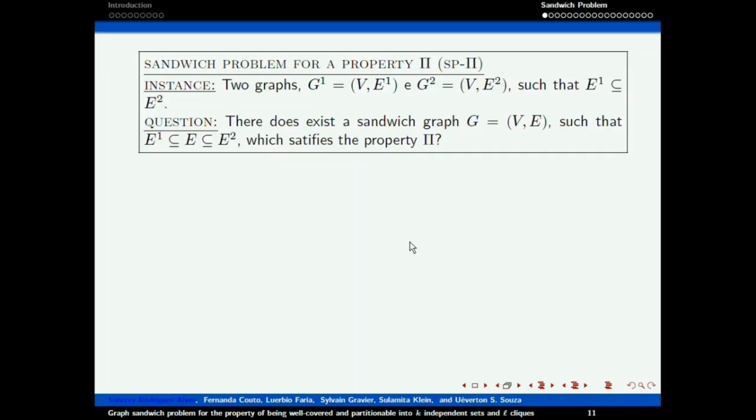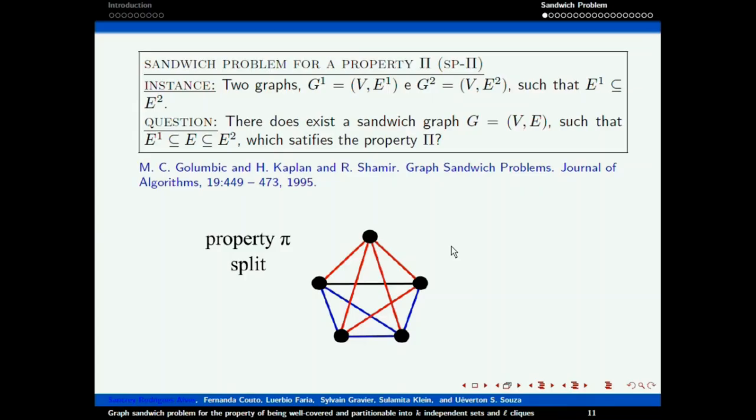The sandwich problem for a property P was proposed by Golumbic, Kaplan, and Shamir in 1995. The problem consists of an instance, two graphs, G1 and G2, where G2 is a supergraph of G1, that is, G2 contains all the edges of G1 in addition to some optional edges. The question is, if there exists a graph G as an output, which contains all the edges of G1 and some necessary edges of G2 minus G1 in order to obtain G with a property P.